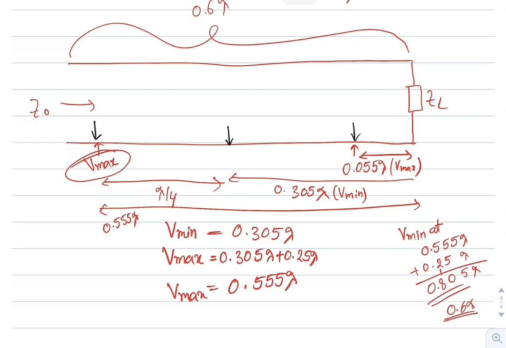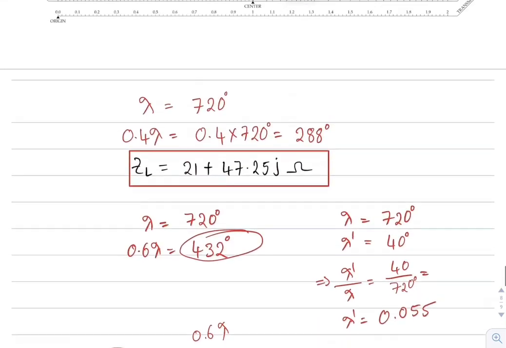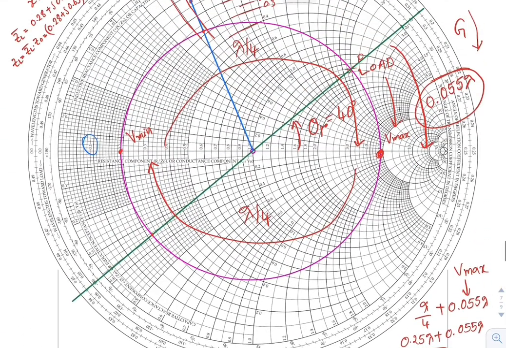While discussing the characteristics of a transmission line, we have seen a property: the normalized impedance of the transmission line repeats itself for every lambda by 2 distance. That means the distance between these 2 points on the transmission line is lambda by 2. Or else on the Smith chart, if you start from here and travel 360 degrees, you are going to get the same point.